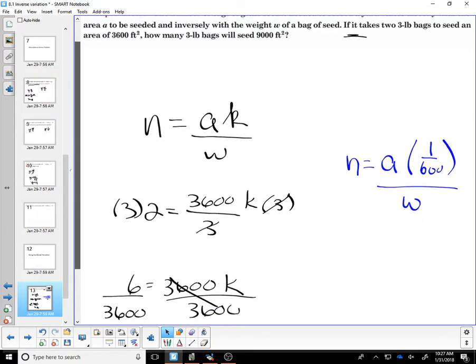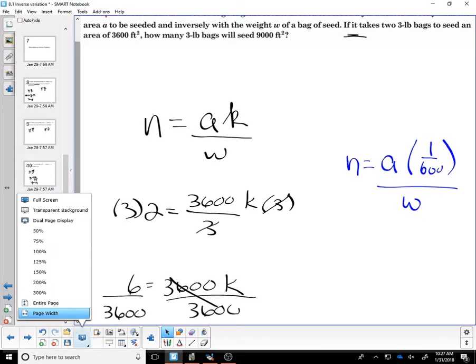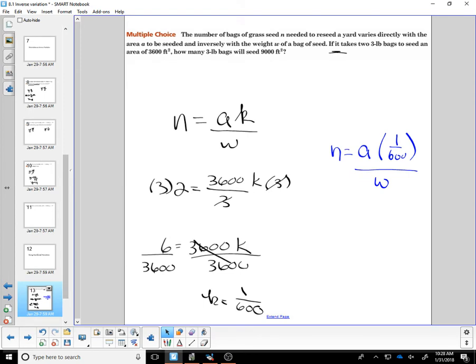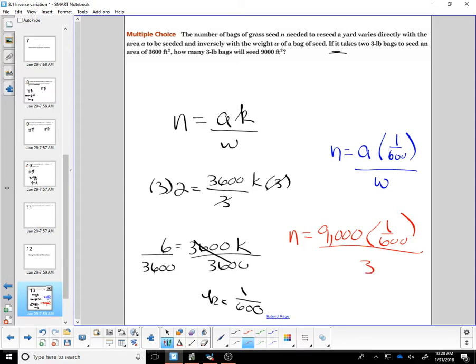Does everyone see where everything went? Here, I'll do one better. You should be watching me for now, so that you don't lose anything. I plugged everything in. Now, the last question says, how many 3-pound bags will seed 9,000 feet squared? So I'm trying to find N, and I want to seed 9,000 feet of land. I already got constant K. Now, what's the weight of the bags I'm using? They're 3-pound bags.